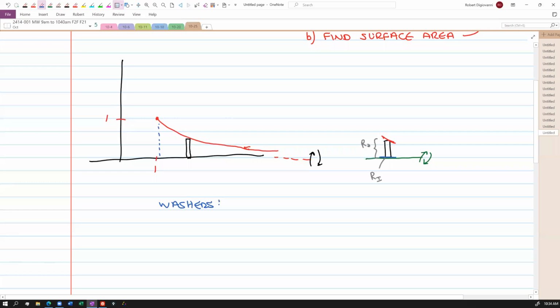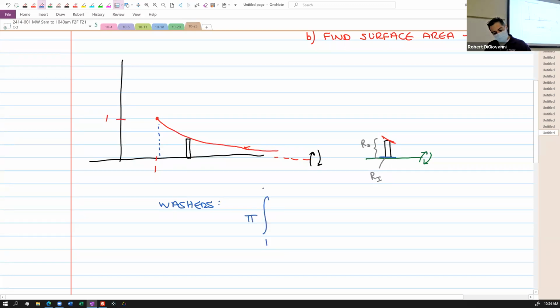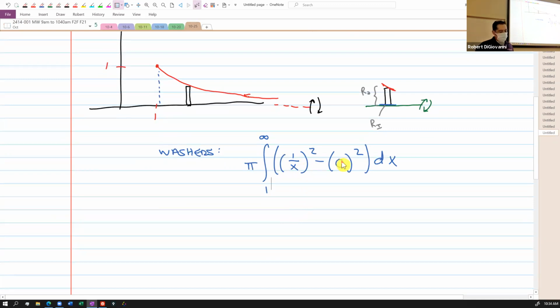Pi integral. Pi integral, f of x squared, good. And we're going to go from 1 to infinity, right? And then it'll be the outer radius, which for us is 1 over x, squared, minus the inner radius, which is 0 squared, dx. Does everyone understand where this is coming from? Does this integral look doable to you?